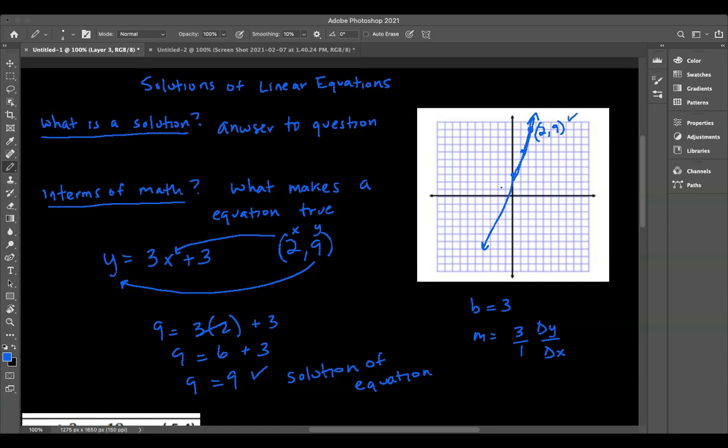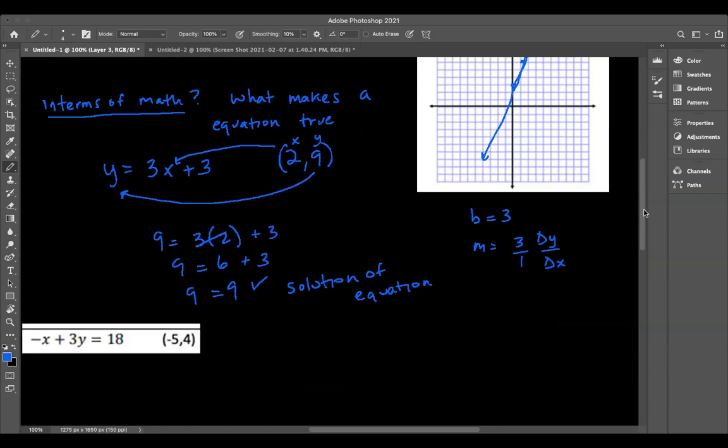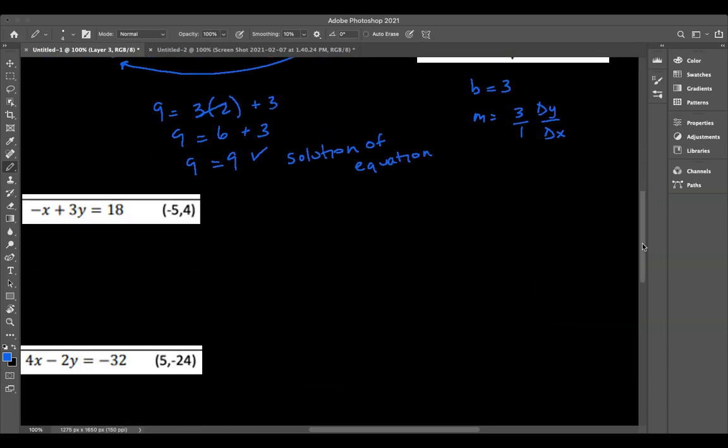It checks off. So that's what we're going to be doing now: determining if we have a solution. We're going to look at that in terms of an equation like this with x and y, and also in terms of a graph. We're going to start looking at two equations, or two lines, and try to find a solution of that as well. So let's move on and try this. Let's look at the first equation.